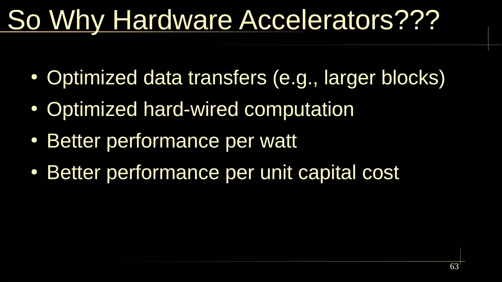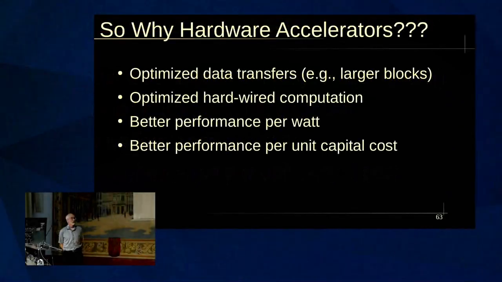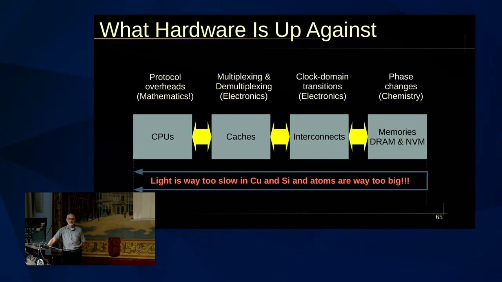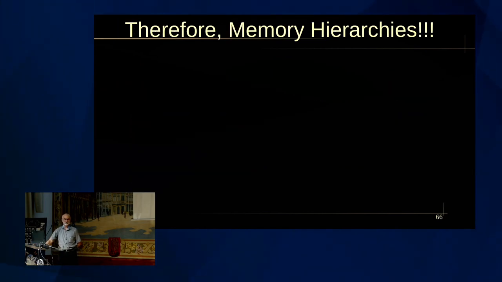So who knows? Why bother? Well, they can optimize data transfers. There's some hardware computation that FPGAs can do quite nicely. You get better performance per watt, assuming you're doing something that it likes to do, and also better performance per unit cost, again, assuming you're doing something that the accelerator likes to do. So hardware's been helping all along. Problem is, the hardware is up against hard problems. Laws of physics, electronics, mathematics, chemistry. And they're doing some work, but a reasonable question is, what are they doing about this?